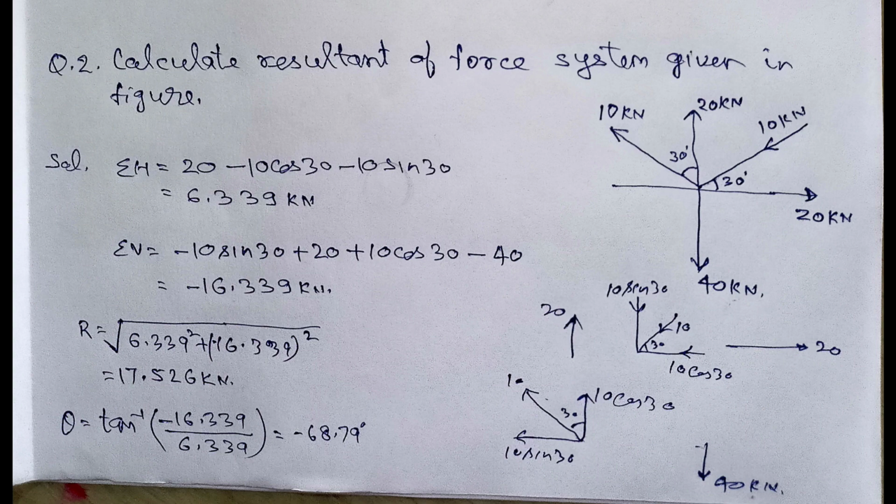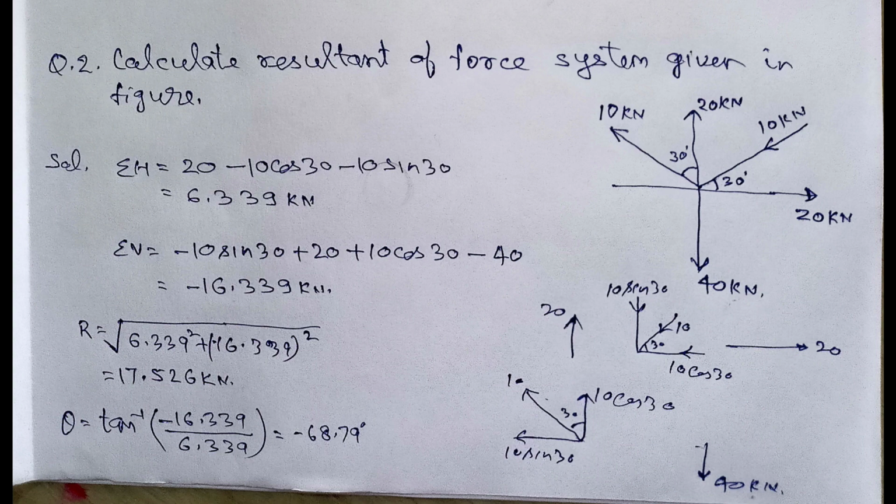Similarly, sum of all vertical forces. Now component of vertical 10 kilonewton force with 30 degree horizontal angle will be 10 sin 30, which is in negative direction, so it will be written as minus 10 sin 30. 20 kilonewton vertical force is acting in upward direction, so plus 20. Similarly, 10 cos 30 will act in upward direction, so plus 10 cos 30, and 40 kilonewton is acting in downward direction, so minus 40. So in this way we will make equation for sigma v as minus 10 sin 30 plus 20 plus 10 cos 30 minus 40, which is equal to minus 16.339 kilonewton.